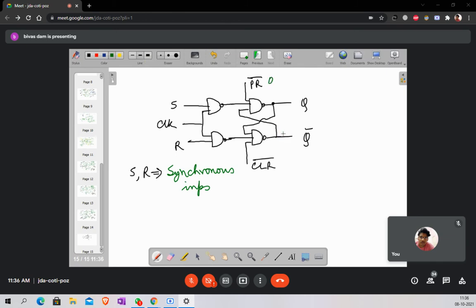Now say this PR bar is 0 and CLR bar is 1. What will happen to Q? Sir, 1.